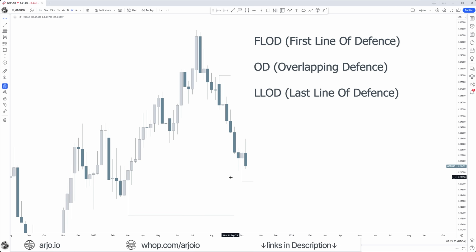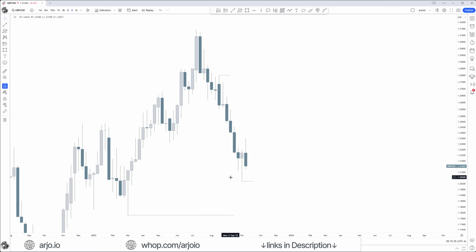We are going to call it flood, odd, lot. Odd standing for overlapping defense. So what is the flood? The flood is the first line of defense. So when you look at a lag lower, then the first line of defense is, you guessed it right, the first premium array if you are looking at bearish prices.